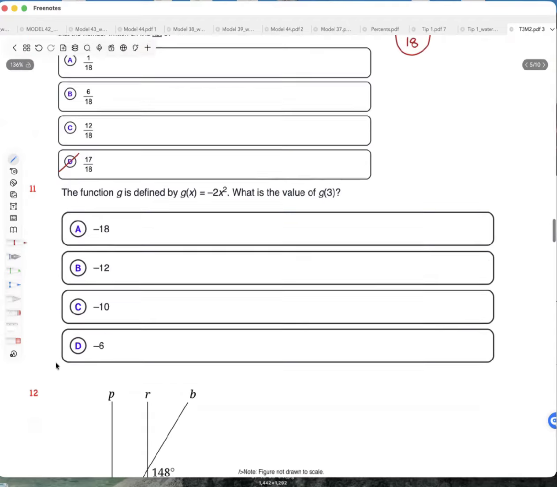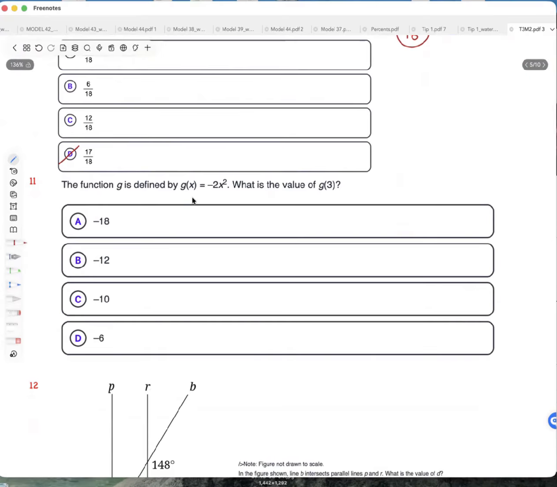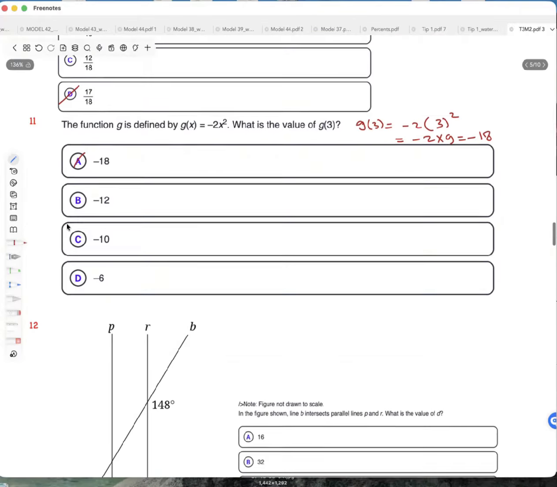Let's move to question 11. The function g is defined as g of x equals -2x squared. What is the value of g of 3? You can use Desmos, but it's very easy to find g of 3. Just replace x with 3. So it's -2 times 3 squared. So it's -2 times 9, which equals -18. So the answer is A. Let's move to question 12.